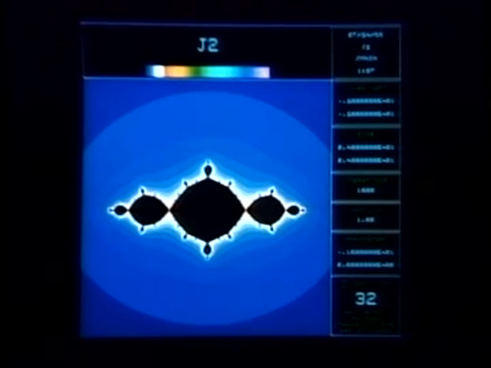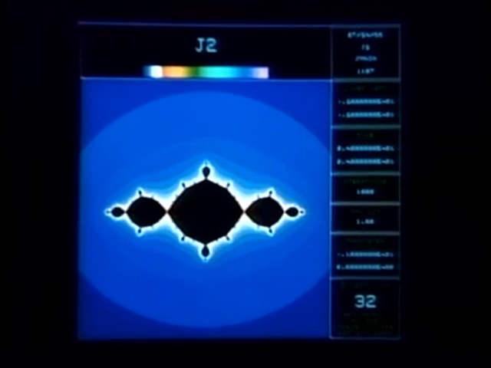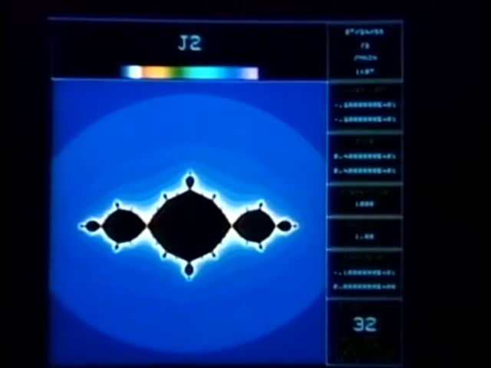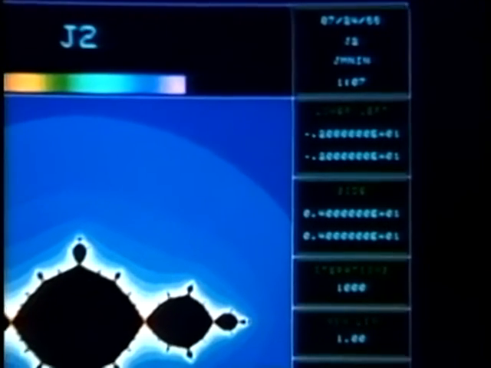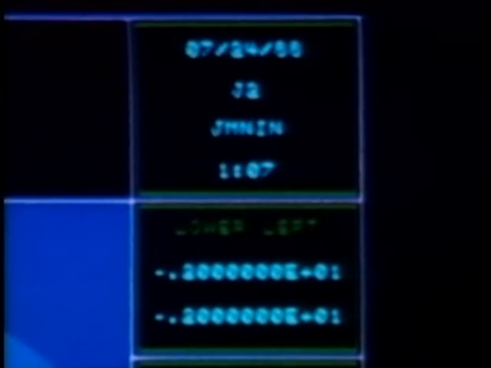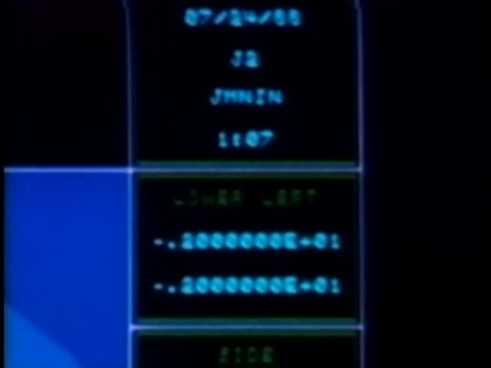Each slide contains all the information necessary to reconstitute it in the right-hand column. The name of this slide is J2, and in the right-hand column above J2 you see the date on which the picture was produced, JMNIN, the name of the program which produced it, 1 minute and 7 seconds, the time that the supercomputer took to compute it.